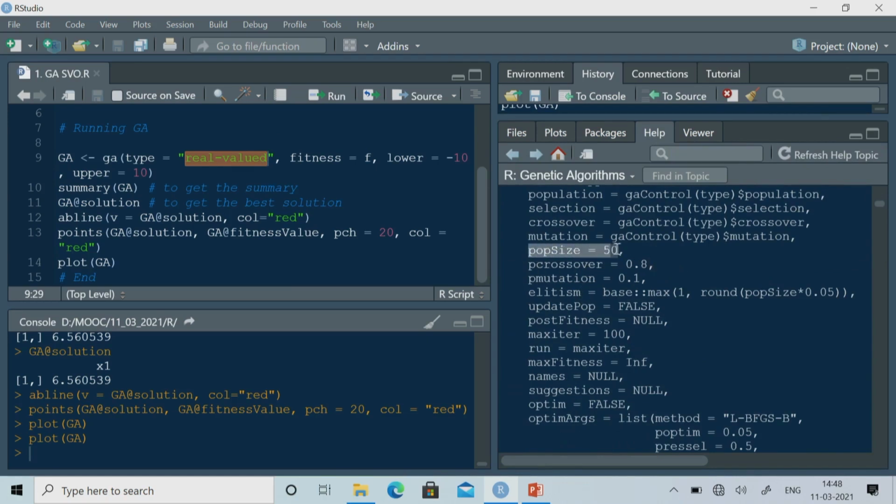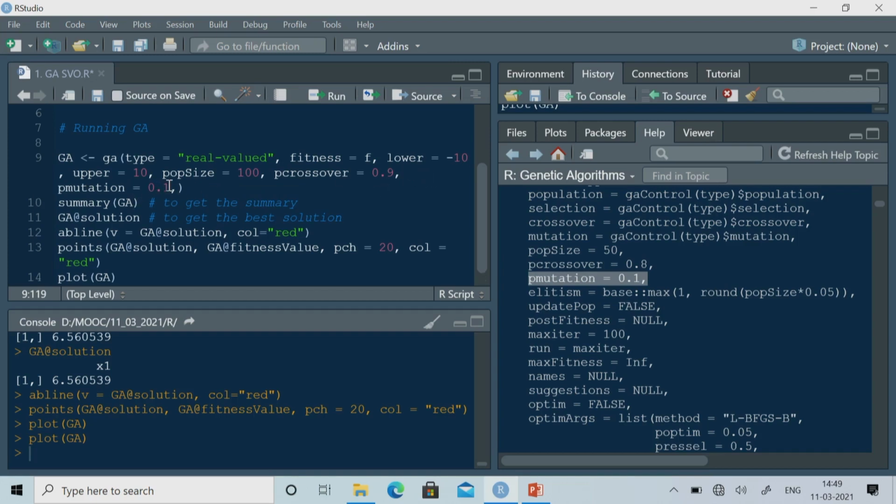But if you see that there are some other parameters, suppose I would like to change the population size. The population size by default value is 50, but I would like to make it 100. So, I can make it 100 by just increasing the pop size. Then I would like to change the crossover probability. You just define what is the crossover probability. Suppose I would like to give 0.9, and mutation probability, if I want to change it, by default value is 0.1, and I would like to put a mutation probability of 0.05.